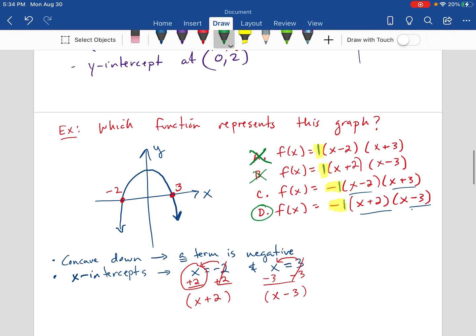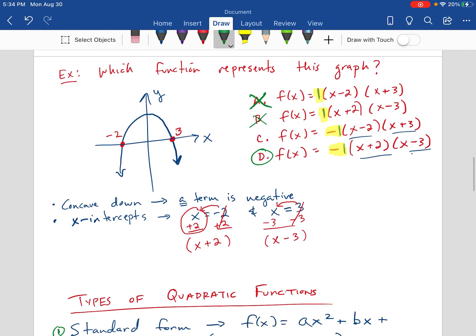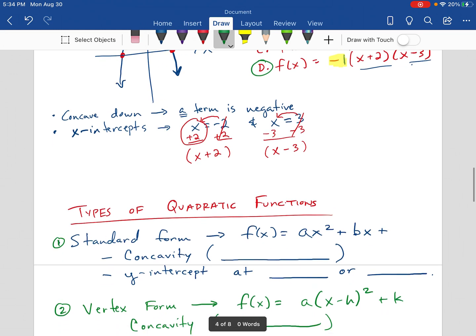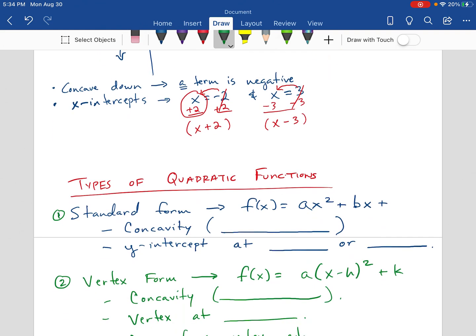Now, we've just discussed a lot of graphing. Now we're going to go into what actual quadratic functions look like. They might look different. They're not always the same, and that's because there are different types of quadratic functions. There are actually 3 types of quadratic functions. The first one being standard form.